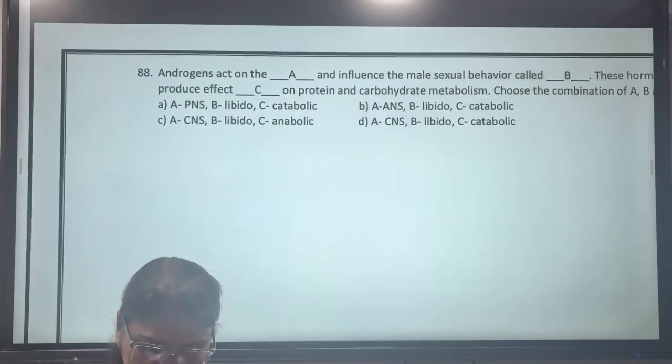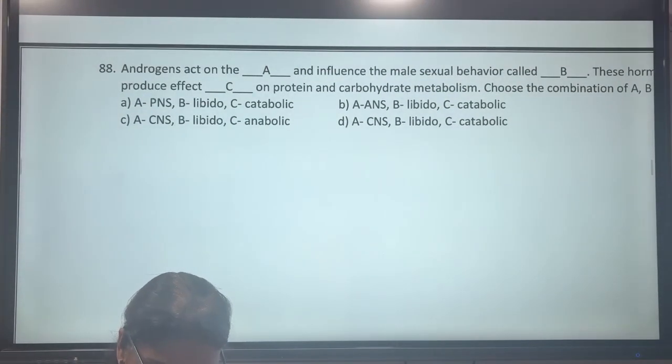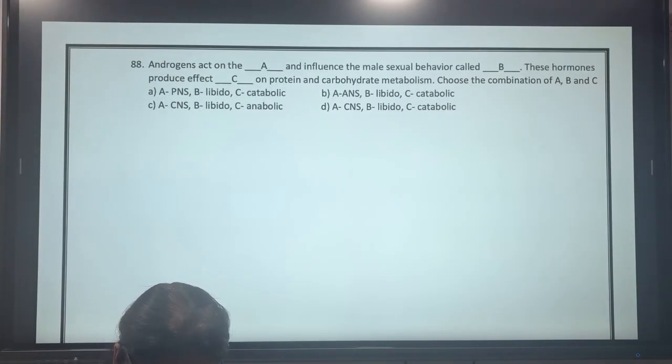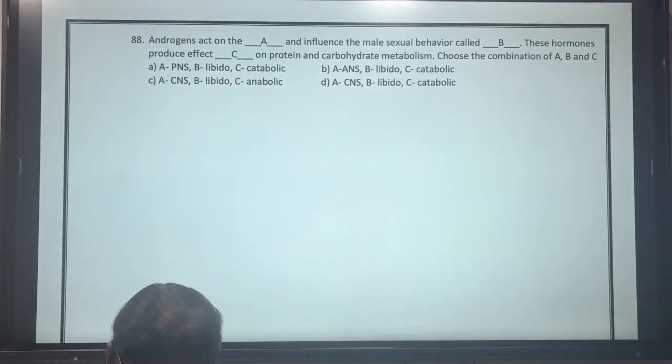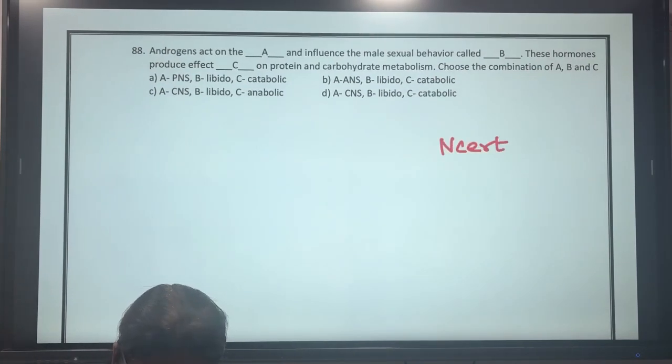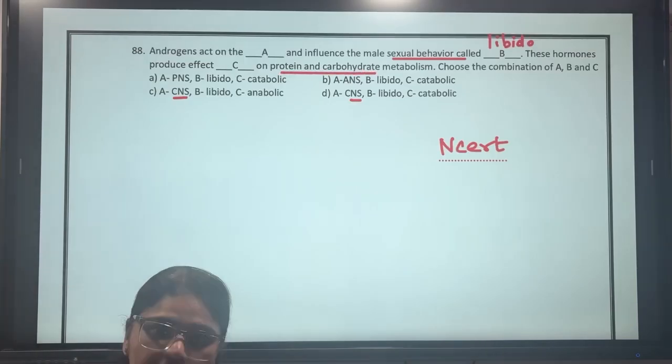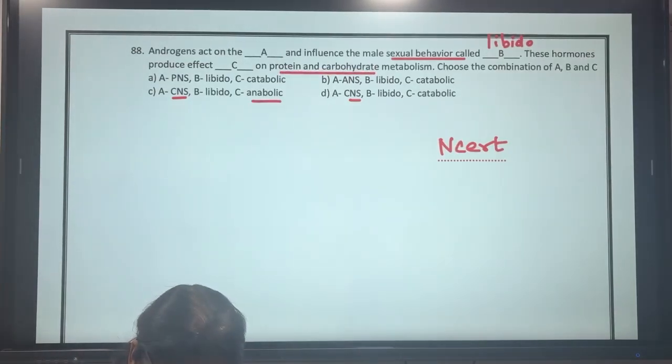Coming to 88th question. Androgens act on A and influence the male sexual behavior called B. Now, these hormones produce effect C on protein and carbohydrate metabolism. Choose the combination of A, B and C. This is directly a line picked up from NCERT. If you remember, male sexual behavior is called libido. So, B has to be libido. Let's look at what option has B libido. All four. But what will control the libido is the central nervous system. So, you have to look at the option which says CNS. So, it's C and D. Now, lastly, testosterone has what effect on protein and carbohydrate metabolism? Children, it builds up muscle. So, it's anabolic. So, answer is option C.